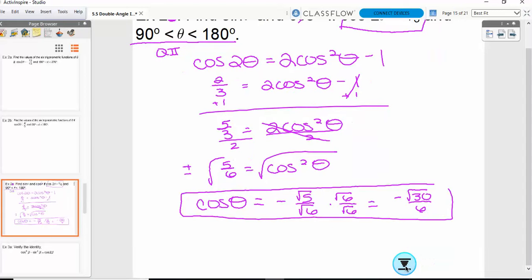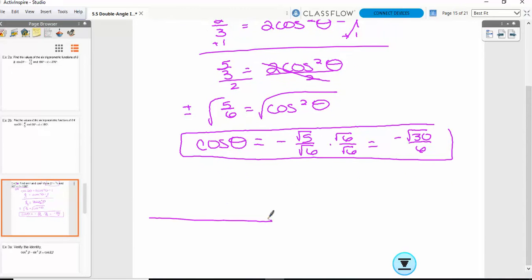Okay, I see that. So we already know we're in the second quadrant. So if you drew your triangle, here's cosine. Cosine is adjacent over hypotenuse. So if you want your other side, you have to do Pythagorean theorem. A squared plus b squared equals c squared.